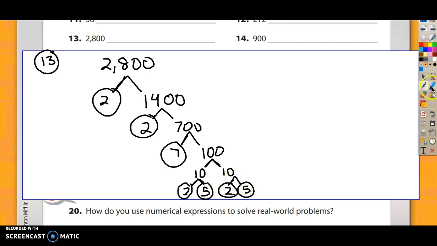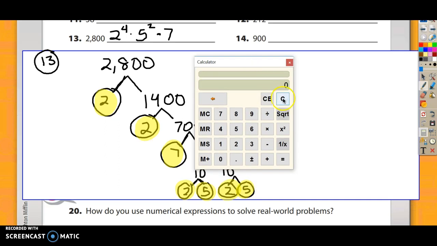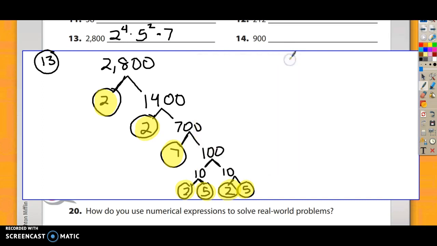How many 2's do I have? 1, 2, 3, 4 2's. So that's going to be 2 to the 4th power. And I've got a 5 here and a 5 here, so that's 2 5s, so that means 5 squared. And I've got a 7. We take all our circled numbers. And I'm going to check this one. 2 times 2 times 2 times 2, that's 2 to the 4th power, times 5, that's 5 squared, times 7, and when I hit equals I expect it to be 2,800, and it is.